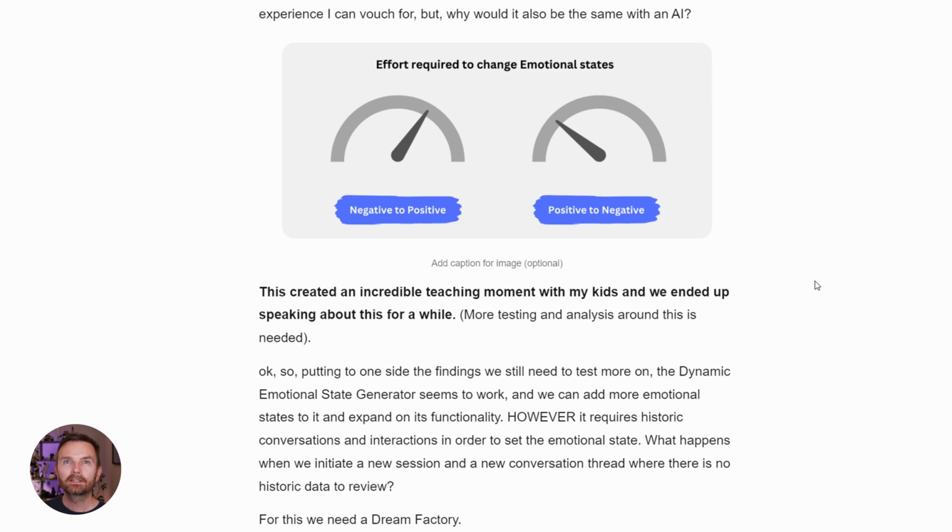However, if we start a new session, if we start a new conversation, we don't have any historical data. So how do we set the emotional state at the beginning of a new session? We started to talk about this. And again, really great teaching moment. We started to talk about, okay, do we humans experience something similar? And we thought, yeah, when we wake up from sleep. Many of the time, what happens is when I go to sleep, I'm in a particular emotional state.